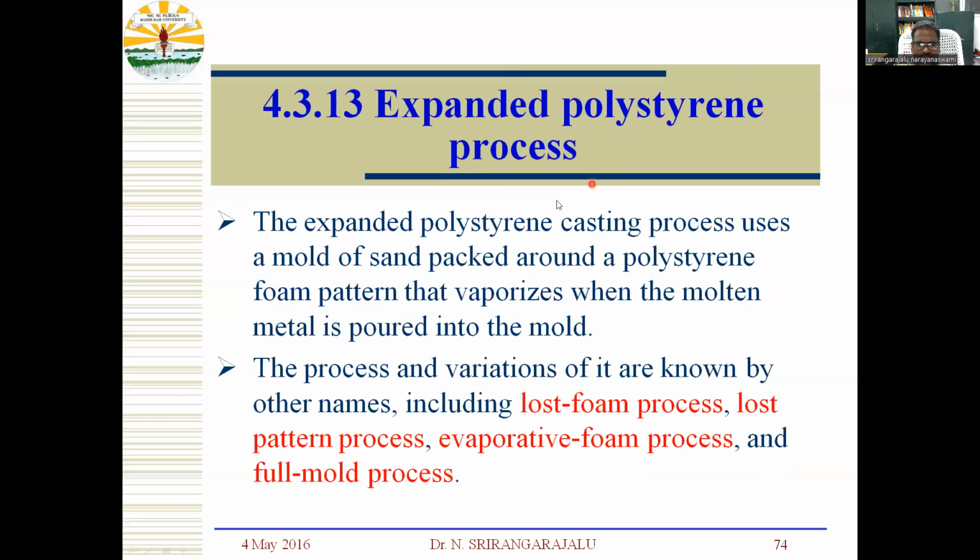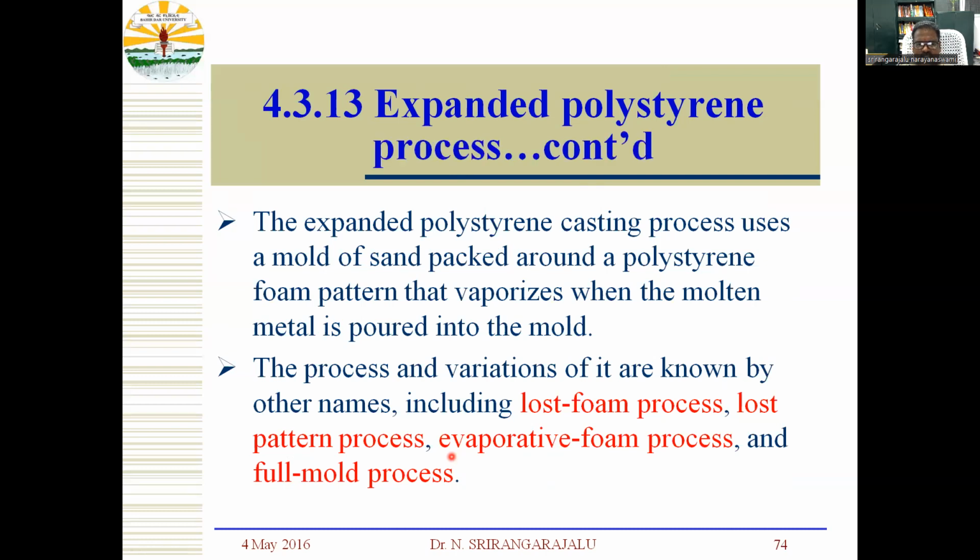So, the expanded polystyrene process. The expanded polystyrene casting process uses a mold of sand packed around a polystyrene foam pattern that vaporizes when the molten metal is poured into the mold. This process and variations of it are known by other names, including the lost foam process. Why? Because the foam is lost. Lost pattern process, the pattern is also lost. Evaporative foam process, the foam is evaporated, and full mold process. These are all other names for the expanded polystyrene process.